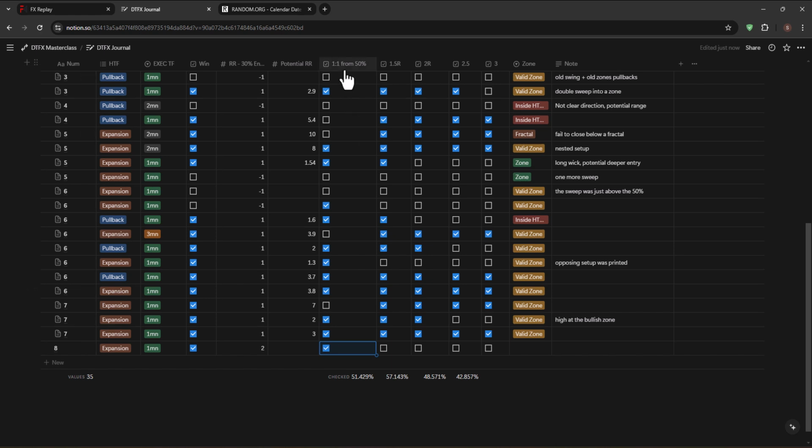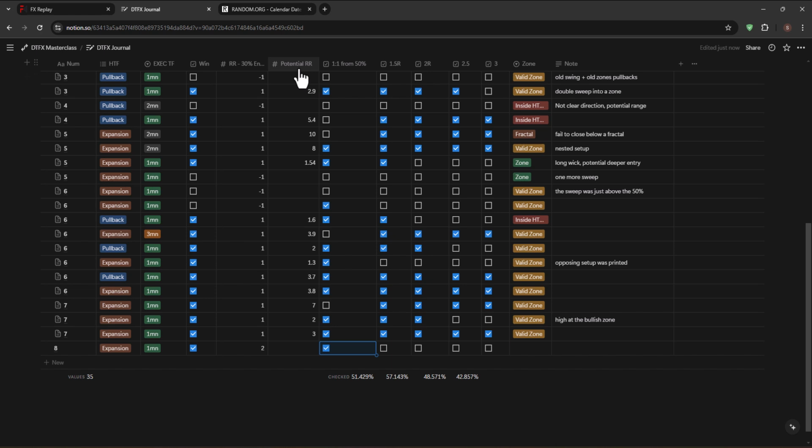Right, so how will this information help me? When I gather 100 trades, if in most of the trades price goes to the 50%, that means I can raise my RRs to really high targets.